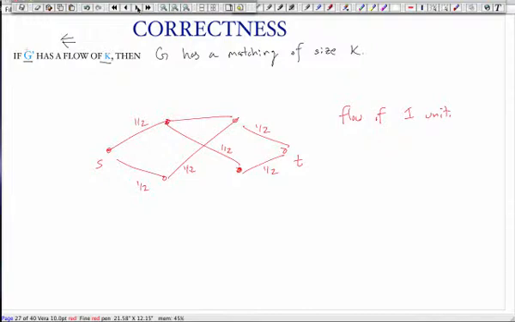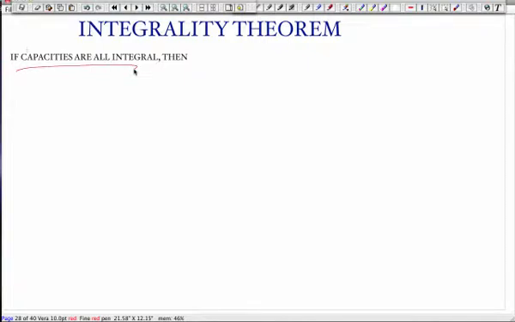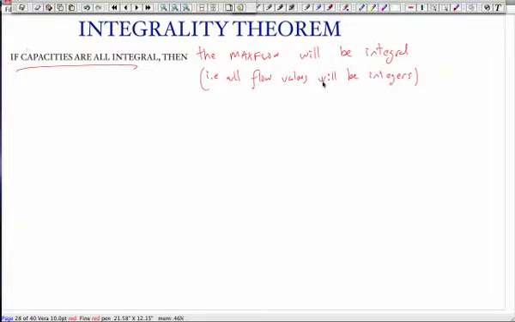Very good. So here's what we want to argue. Here's how we're going to get out of this conundrum. We're going to say, if all of the capacities in a graph are integral, then the max flow will be integral, meaning that all of the flow values that you push across the network will be integers. Why is this true? Spend 2 minutes with your neighbor trying to convince them that this is true, trying to figure out why it's true, how you'd go about proving it.